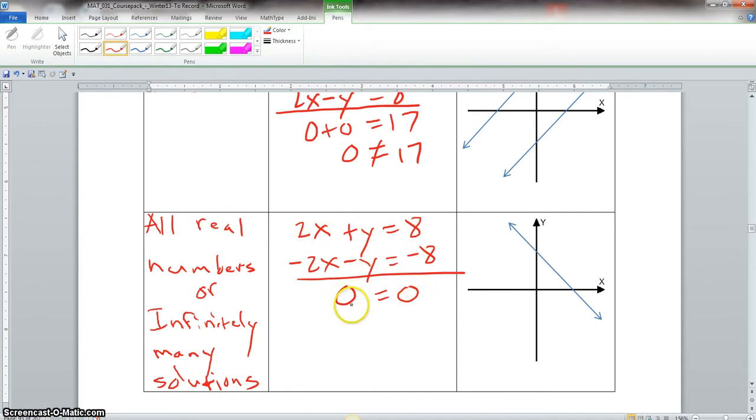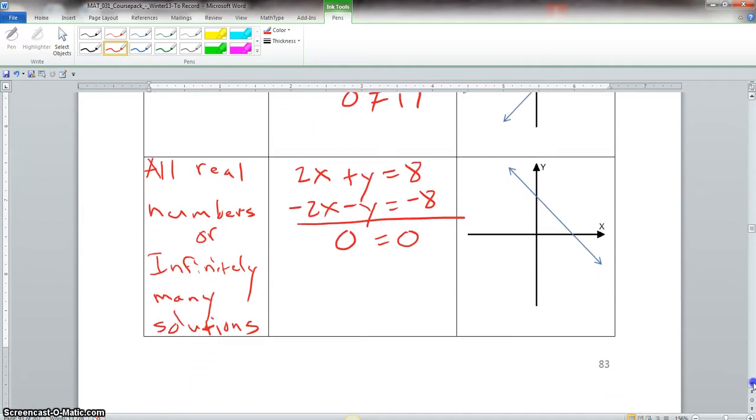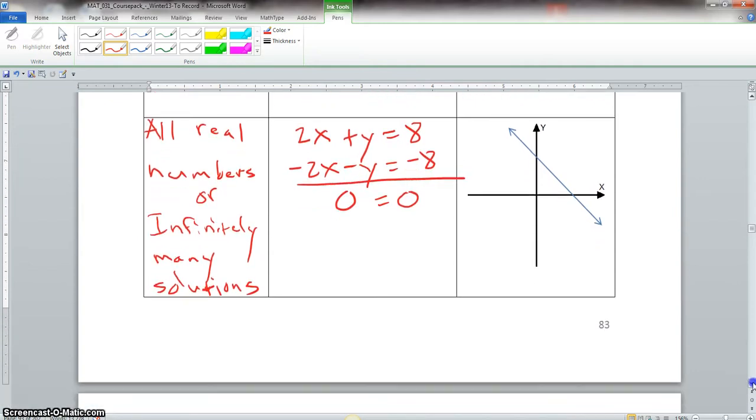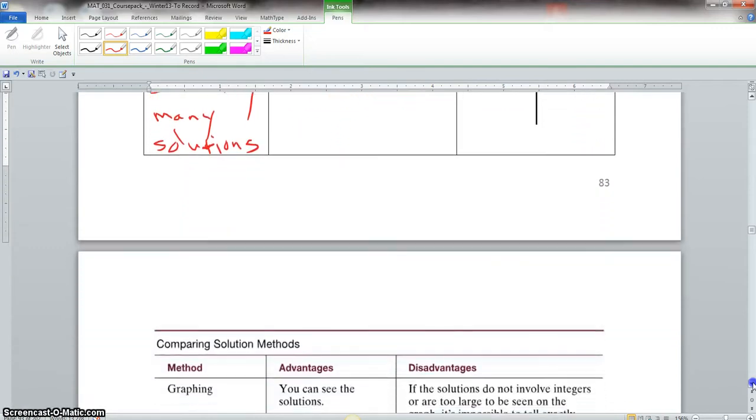Now remember, as long as you have a number equal to itself, there's always all real numbers or infinitely many solutions. And that's represented by one line because both of these graphs will overlap each other. So it would look like one line, but it's actually two lines just overlapping each other. Okay, now we go on to the next page.